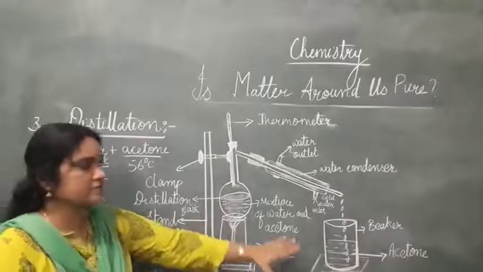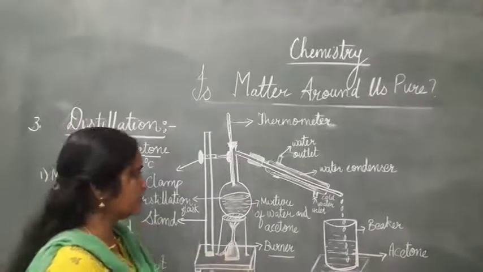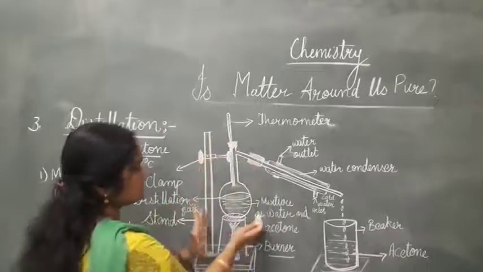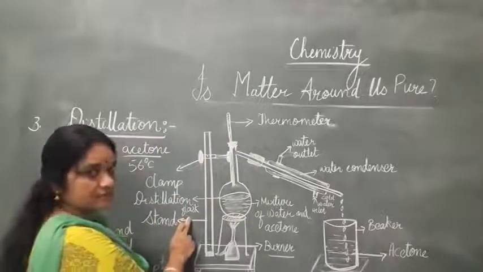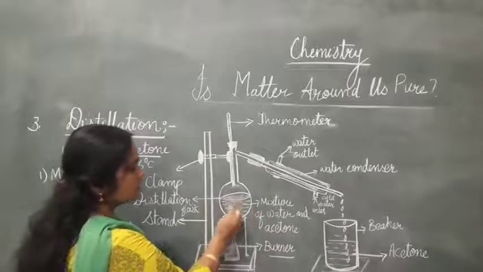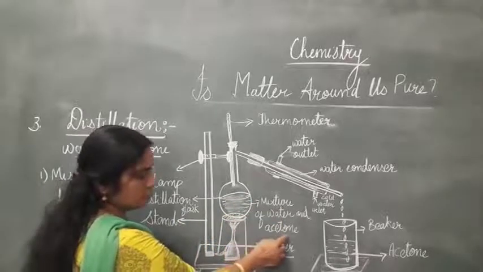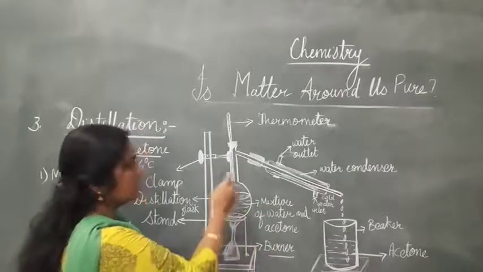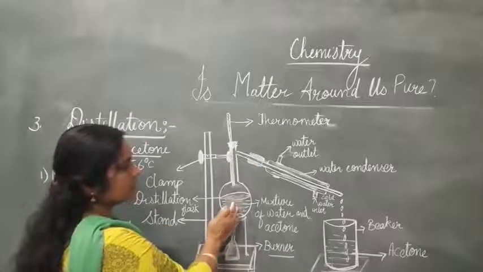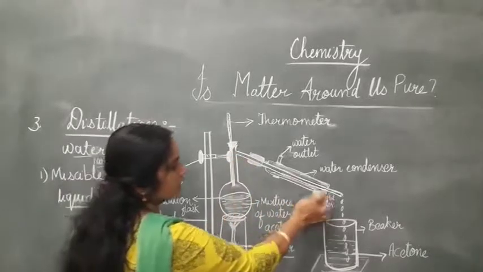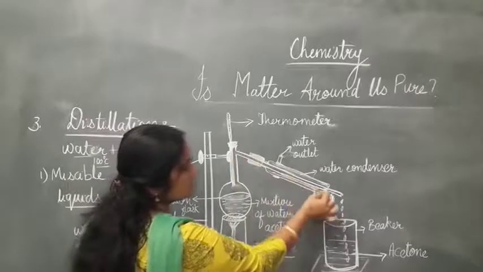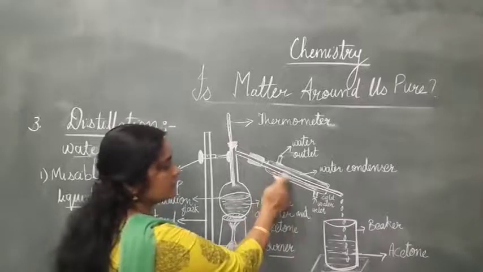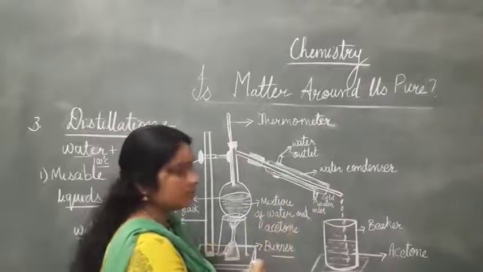For that, this is the experimental setup. I hope you can see it properly. This is a stand, a clamp is there, and this apparatus is known as the distillation flask. In the distillation flask, a mixture of water and acetone is taken, or a mixture of water and alcohol can also be taken. On the side there is an opening, where one of the liquids changes into vapor, then condenses and is collected in the beaker below.